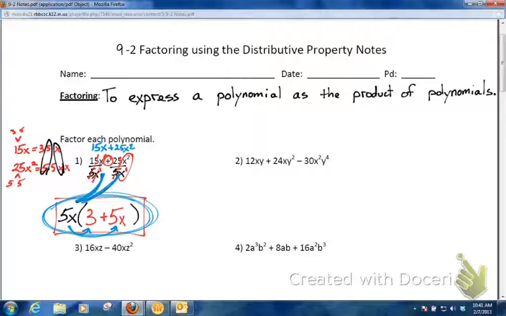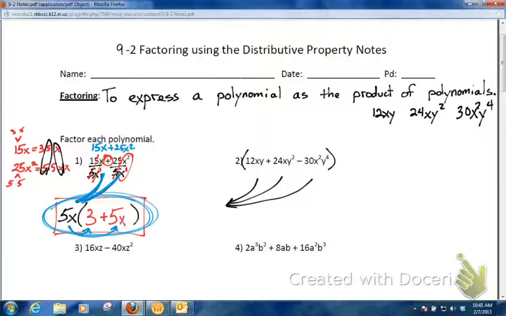So, let's do it again here in number 2. We're going to look at this term. This is a trinomial. We're going to figure out what the GCF is so we can take it out of all three terms, factor it out, or undistribute. And now I just need to figure out the GCF of 12xy, 24xy squared, and 30x squared y to the 4th.